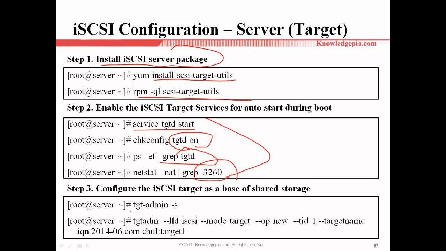And after that, step 3, configure the iSCSI target as the base of the shared storage. So if we use this command, tgt-admin -s, then this one will show all the iSCSI target configuration contents. So now, first command, tgtadm --lld iscsi, this is the driver, and --mode target, operation new, and the target ID is number 1, and target name, in my case, I will use something like this, iqn.2014-06.com.char:target1, and the target name will be target1.